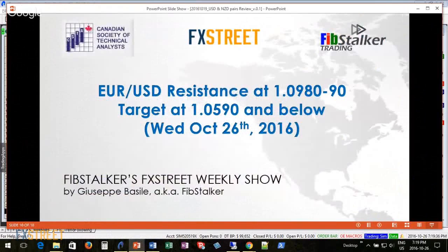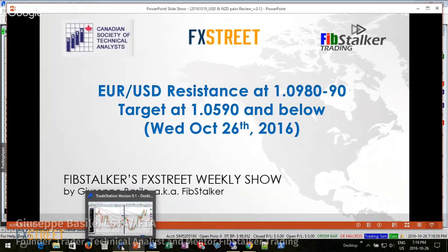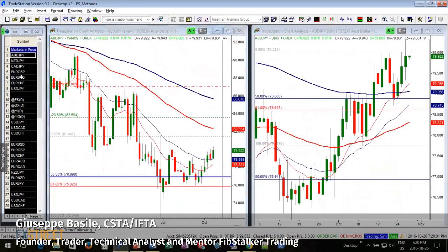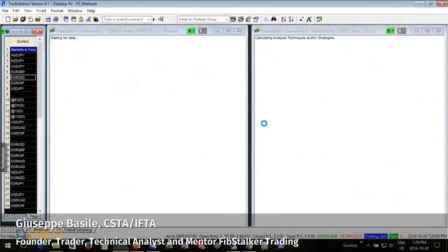In this next section, I'm going to review the euro dollar, and the euro dollar has resistance at 109.80 to 109.90, and I see a target in this market at 105.90 and below. So if the price gets to 109.80, that's going to be a great opportunity to trade this market. So let's review the euro dollar chart and see what this market is actually doing.